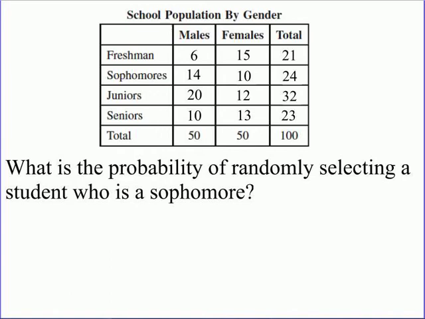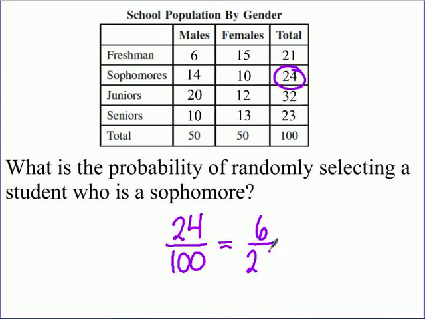So what is the probability of randomly selecting a student who is a sophomore? 24 out of 100. So sophomore is 24, right? And so I am going to pick 24 out of 100. And so I do need to reduce that down. So what number goes into both? 4. So 4 goes into 24, and then 25.